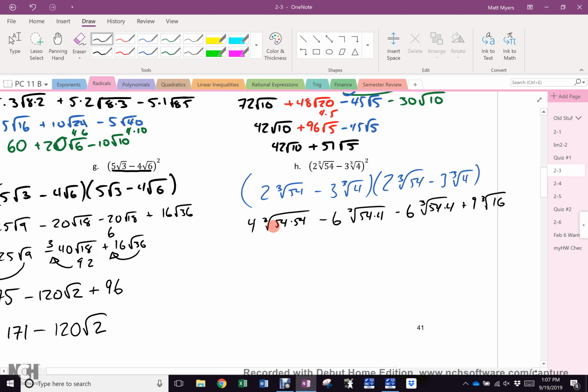Then, again, most of you are going to want to start simplifying under the radicals. But I submit, why simplify 4 things when they can go together? Right? So I would go 4 cube root 54 times 54 minus 12 cube root 54 times 4 plus 9 cube root 16. And now I will start simplifying. What's 54? Of course, that's 27 times 2 and 27 times 2, right? What's the cube root of 27?